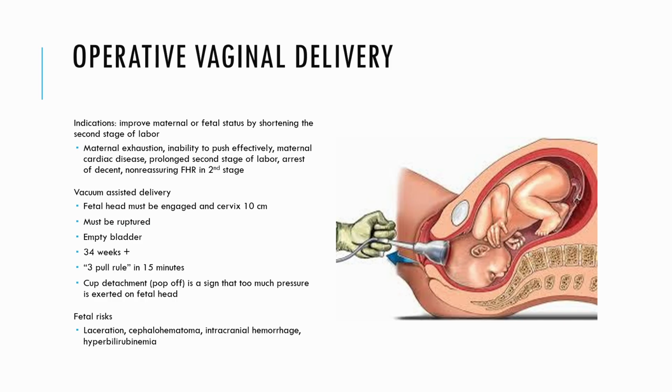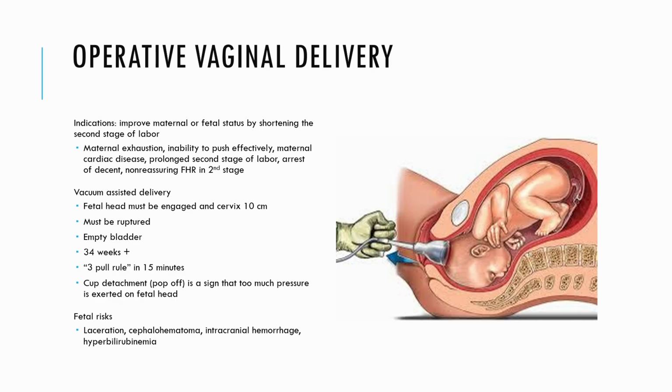Again, the prolonged second stage, arrest of descent, meaning that baby just isn't coming down more in the pelvis. Or sometimes it's used for non-reassuring fetal heart rate. So we need to get this baby out fast, so we can try using the vacuum to speed it up. In order to use the vacuum, there are a couple of criteria that must be met. First, the fetal head must be engaged and mom has to be completely dilated. Her water has to be broken. Her bladder should be emptied. She should be at least 34 weeks.